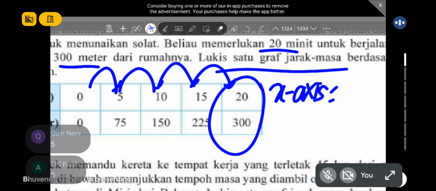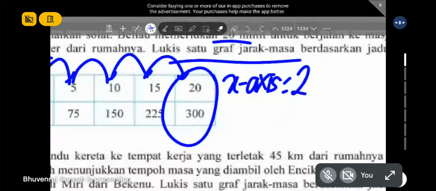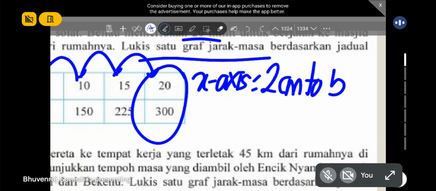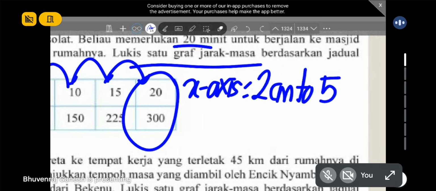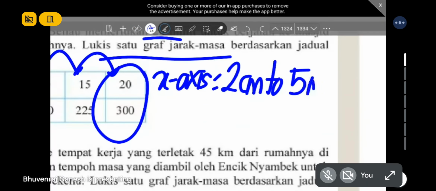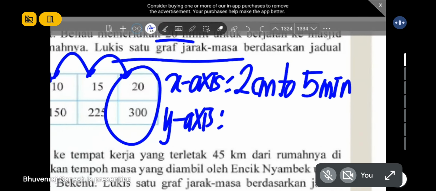Yes. Okay, your scale is 2 cm to 5, correct? You just need to follow the pattern. If you say 2 cm to 10 also can, but your graph is small lah. Okay, 5 is the best. 5 minute. And then y-axis, guys, what is the scale? Apa skala yang sesuai? Paksi y.